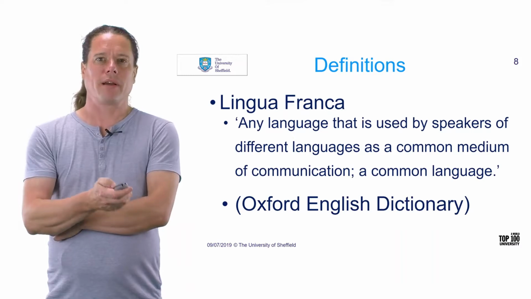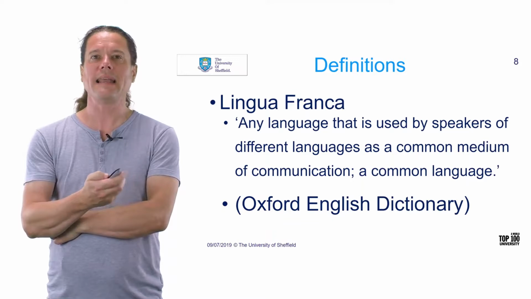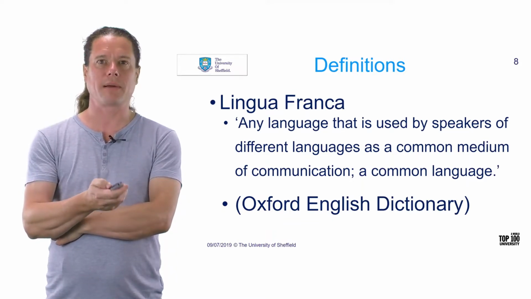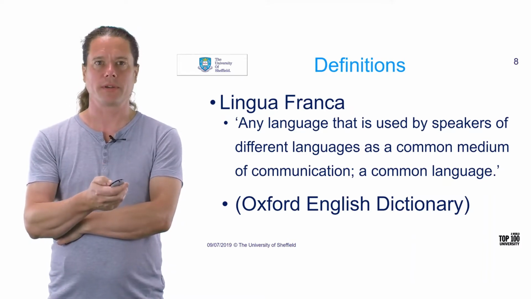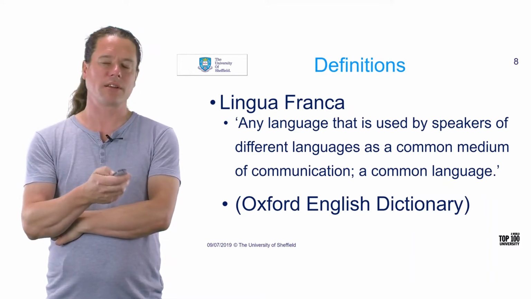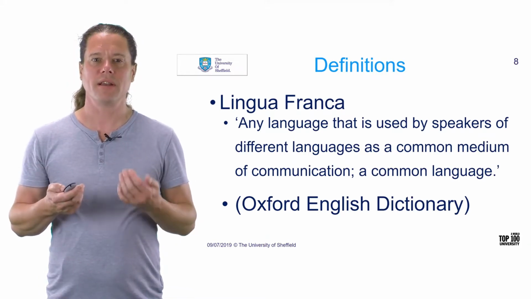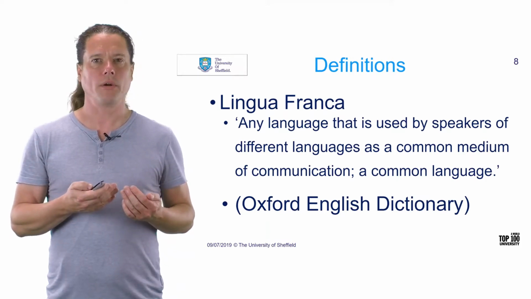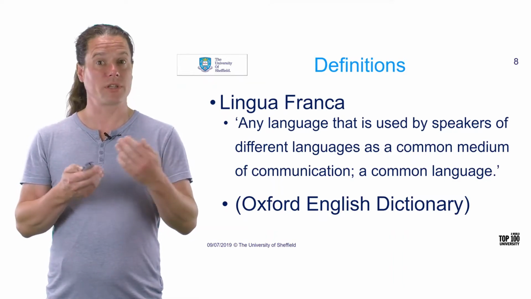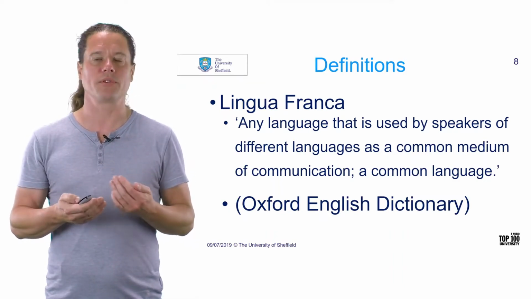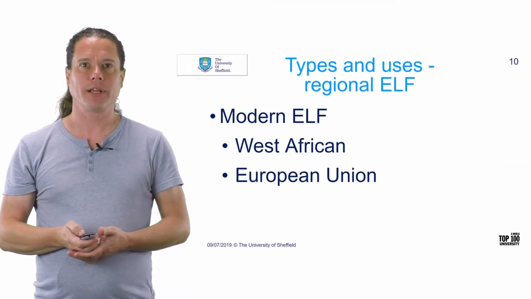And what about a lingua franca? What does that mean? Well, according to the Oxford English Dictionary, a lingua franca is any language that's used by speakers of different languages as a common medium of communication, or a common language. So a lingua franca is quite simply a common language which is used when two people who speak different languages need to communicate with each other. What language do they choose? They choose the lingua franca, and that means they choose the language which they believe each other will be able to understand.